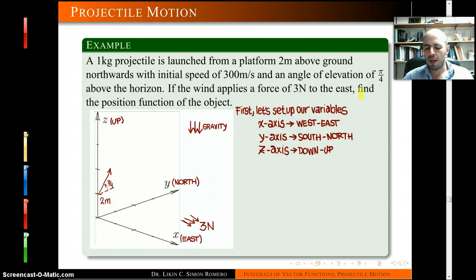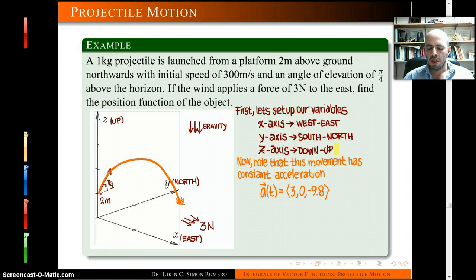So the first thing that we have to do is set up our variables. We have to start translating the words into math. In this case, the x-axis is going to run from west to east, the y-axis is going to run from south to north, and the z-axis is going to run from downwards towards upwards. Now you have to be careful when you set up your variables to make your axes compliant with the right-hand rule. Otherwise you're going to have the signs switched.